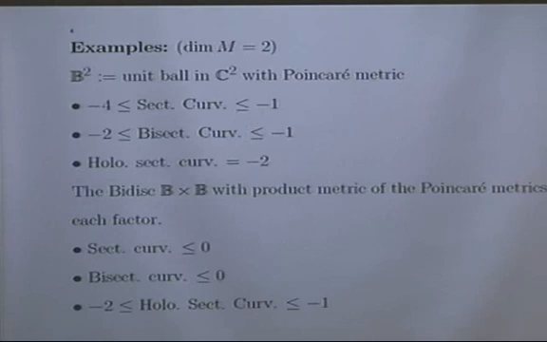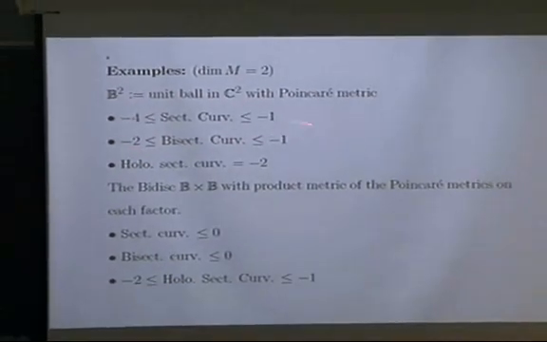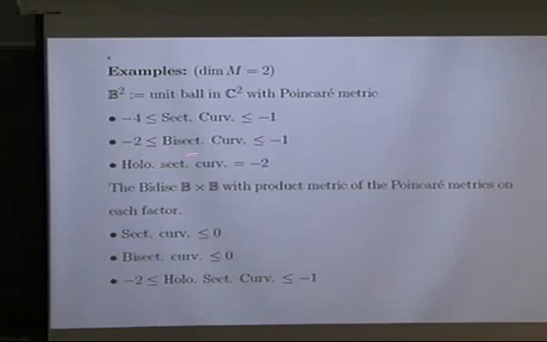So let's look at some simple examples first, the case when the complex dimension is 2. The simplest two-dimensional complex manifold is B2, the unit ball, with the Poincare metric. In this case, the sectional curvature is pinched between -4 and -1, so it's quarter pinched. The bisectional curvature is pinched between -2 and -1, so it's half pinched. The holomorphic sectional curvature in this case is constant, -2.